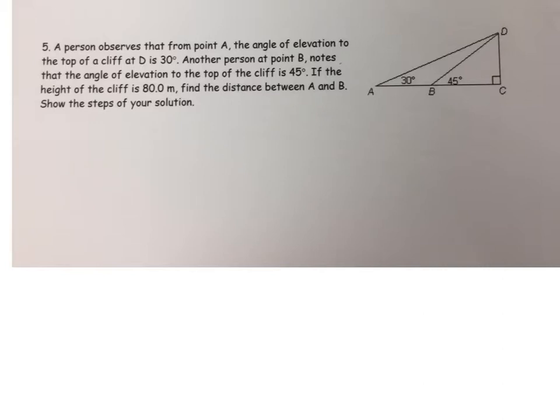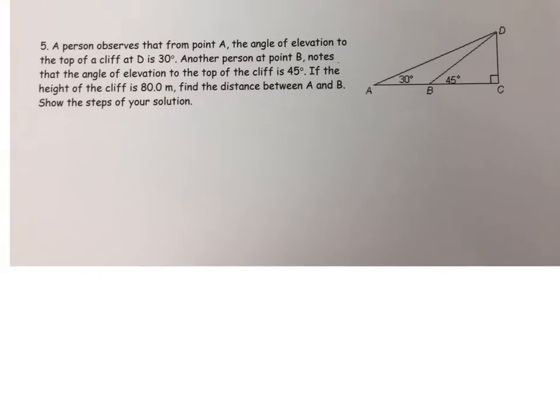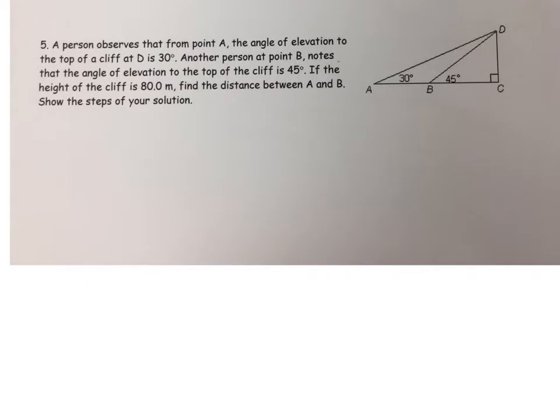Okay, I'll read it. A person observes from point A the angle of elevation to an object is 30 degrees. Once again, this is an angle of elevation because it's the angle between the horizontal line and going up. And then the angle of elevation to the top of a cliff is 45 degrees. So this is another angle of elevation. The height of the cliff is 80 meters.